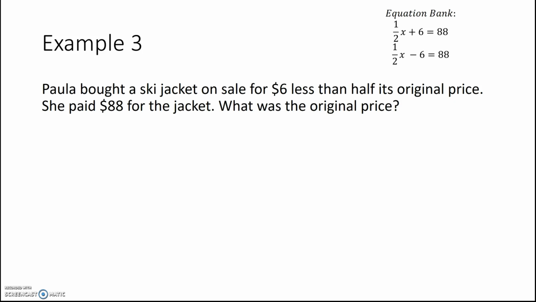So this example says Paula bought a ski jacket on sale for $6 less than half the original price. She paid $88 for the jacket. What was the original price? All right, so let's go ahead and text code.